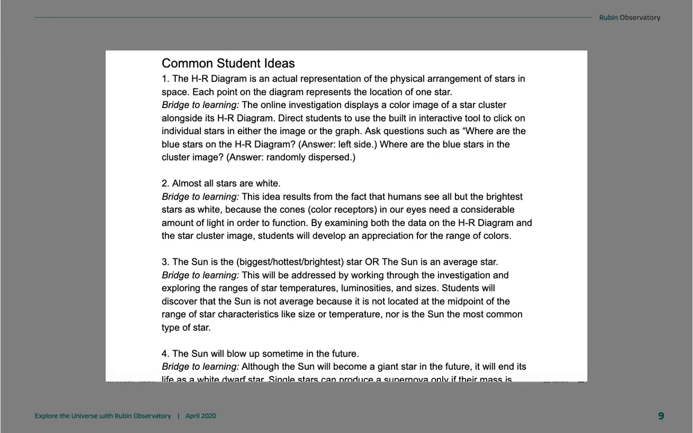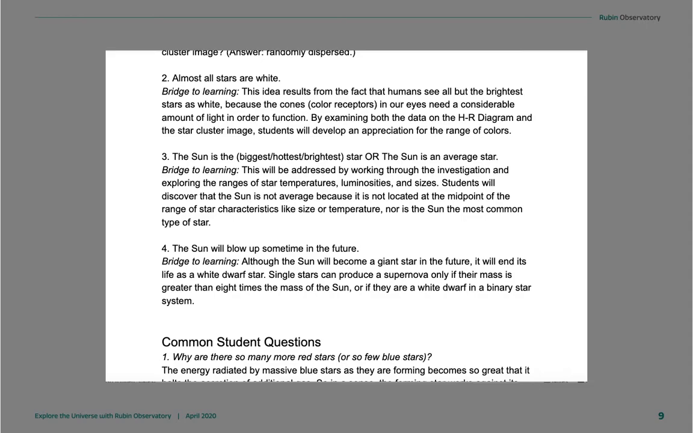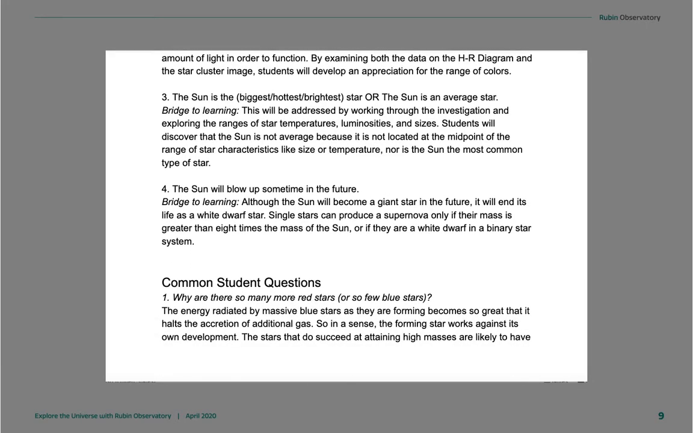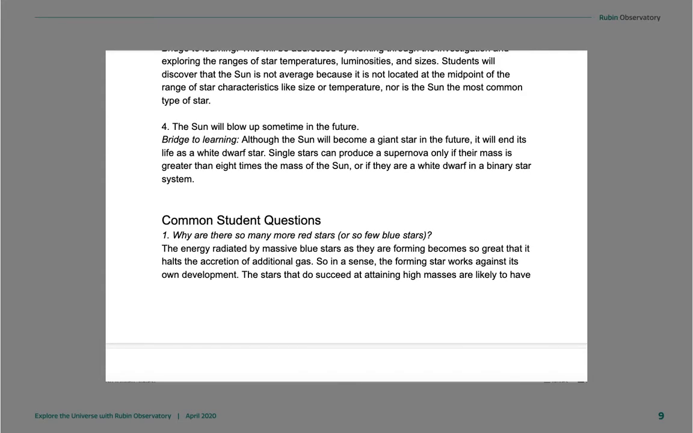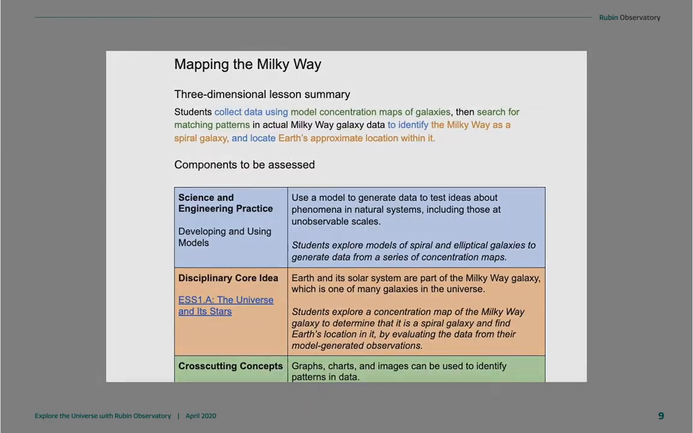One of the interesting parts of our teacher guide is we include for each investigation common student ideas, along with bridges to help them understand, and common student questions. Here's an example, our Coloring the Universe pretest. Each one of these investigations has a test that's about 10 to 12 questions long.